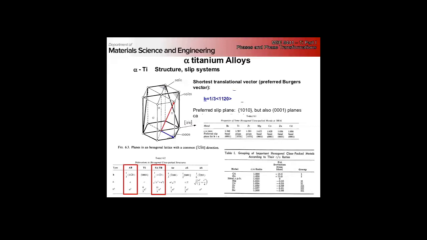And so titanium is about a 3% deviation from the ideal. And up here we see that titanium has a C over A ratio of 1.58, 1.59. And so we have a smaller than ideal ratio. If we look at the chart up here, we see that zirconium, titanium, and beryllium tend to prefer prismatic slip over basal because of their deviation in C over A ratios.